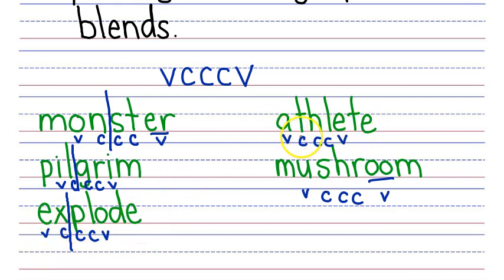In athlete, you have a consonant digraph, TH, that you want to keep together. So you put the syllable division after the TH. And you end up with a first syllable ath, second syllable lete. And in mushroom, you have the consonant digraph SH that you want to keep together. So you put the syllable division after the SH right here. So you end up with a first syllable mush and a second syllable room. Say it together fast, mushroom.